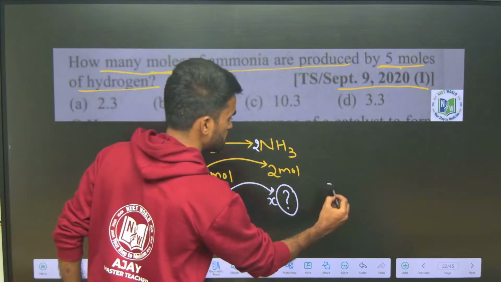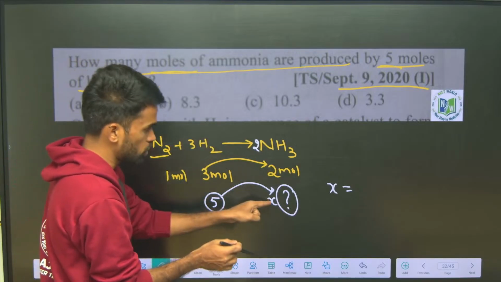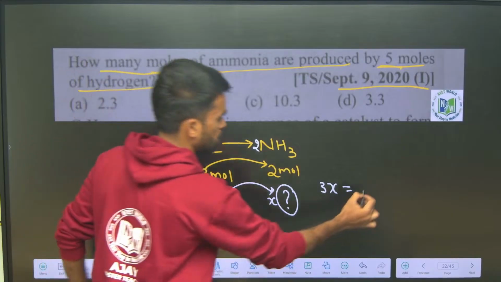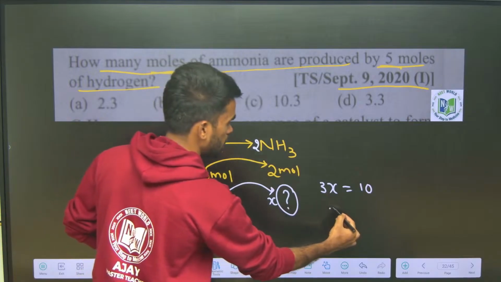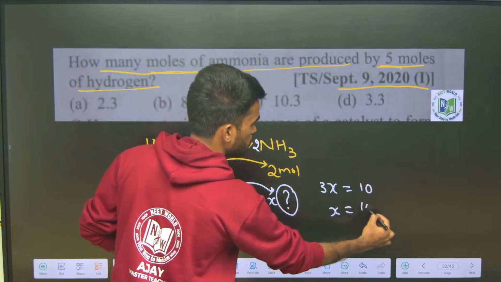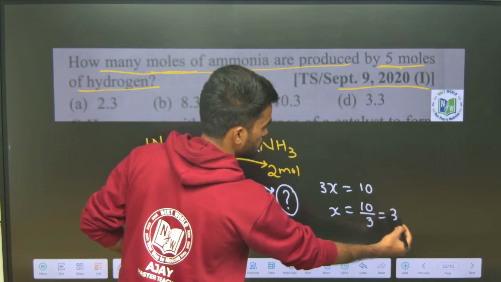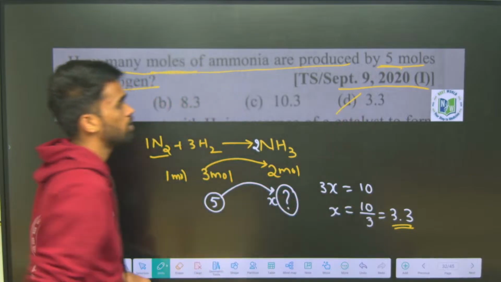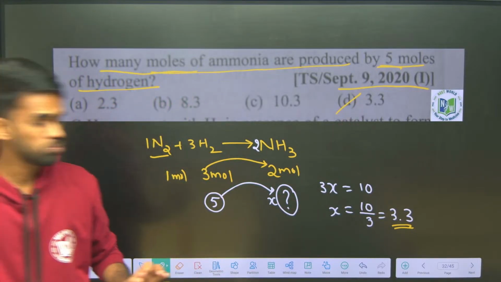So the value of x, just use the unitary method: 3 into x, 3x here, and 5 into 2, 10. So multiply this 2 and multiply this 2. I need the value of x, that is 10 by 3. So this will be nothing but 3.33 will be the answer. So option D will be your answer for this question. Hope this is also clear, right? Let's move forward.